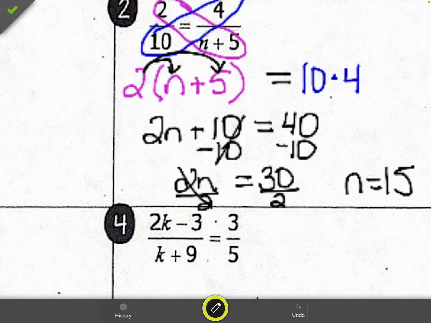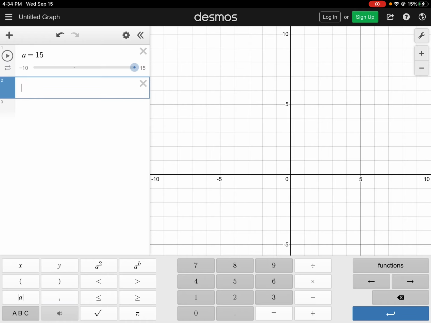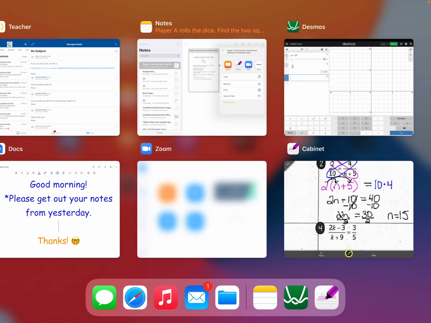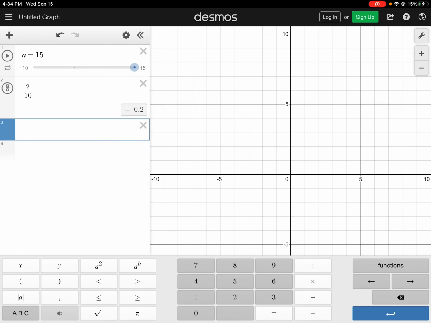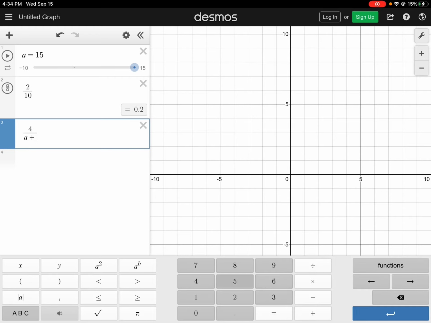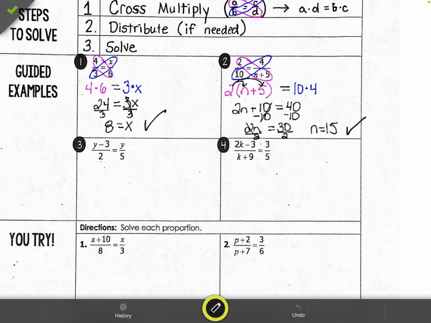So again, check it in Desmos. So this time we got an answer of 15. You could change it to n. I have it a, so I'm just going to leave it. Okay, and on the left side, we had 2 over 10. It's going to give me a decimal. The second side, we had 4 divided by n over 5. Again, I used a, so instead of n, I'm going to be a plus 5. And when I finish typing that in, I see 0.2, 0.2, so I know my answer is correct. Come back over here, give myself a check, and I'm good.